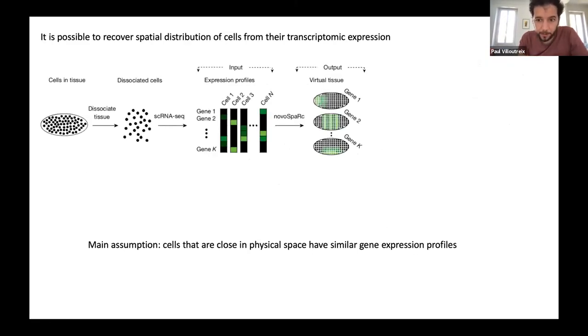So the question that they tried to answer, that they actually answered quite well in the gene expression cartography paper, is: can we recover the spatial distributions of cells from their transcriptomic expression? To remind you, the spatial distributions of cells you usually get from microscopy images. But even though you're losing the spatial information, can you recover it just by looking at the combinatorics of genes between each of the cells?